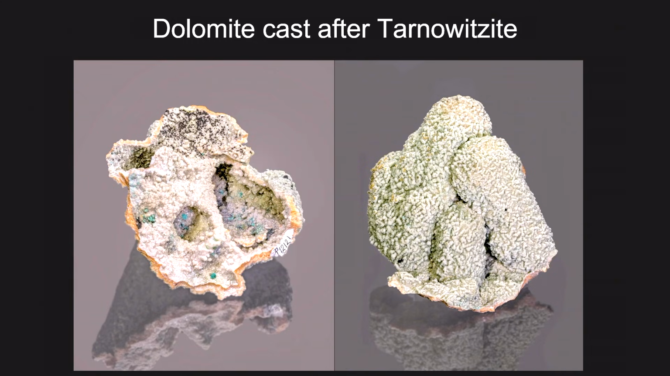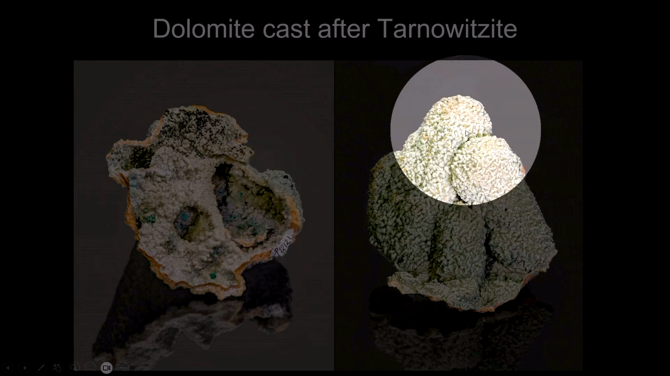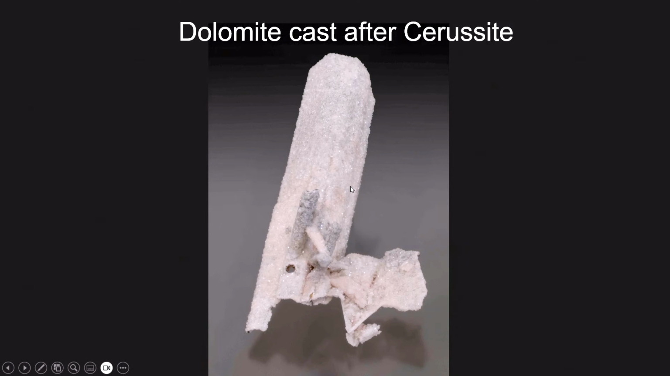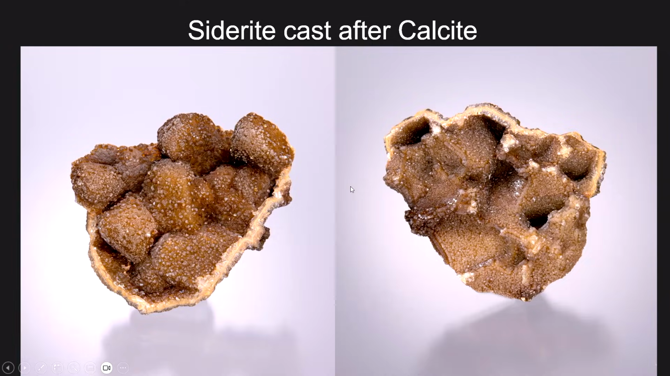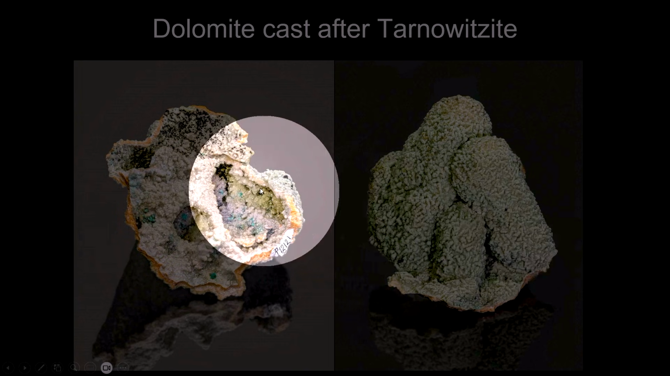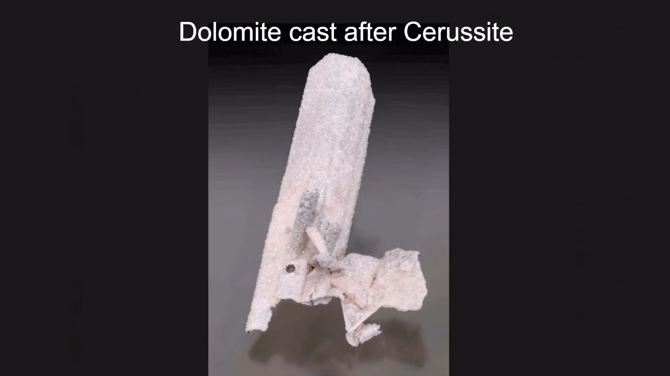Here we have a dolomite cast after tarnowitzite. You can see the very characteristic shape of the tarnowitzite crystals, and looking underneath, you can see that the specimen is hollow. Here's an interesting dolomite cast, this time after cerussite.